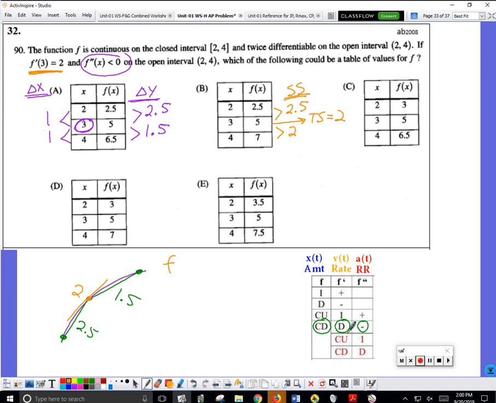Anything else on this problem? That was a really good problem to discuss. 3 major flashcards came from that, right? Yeah. It's very good.